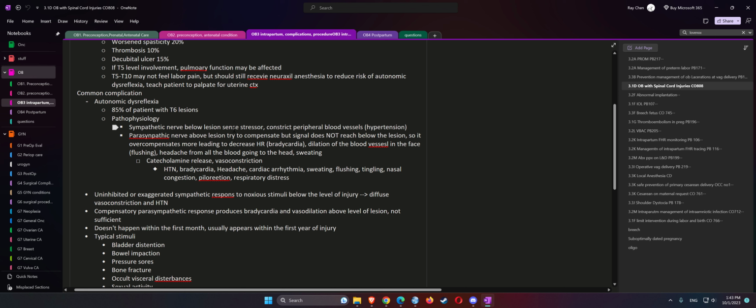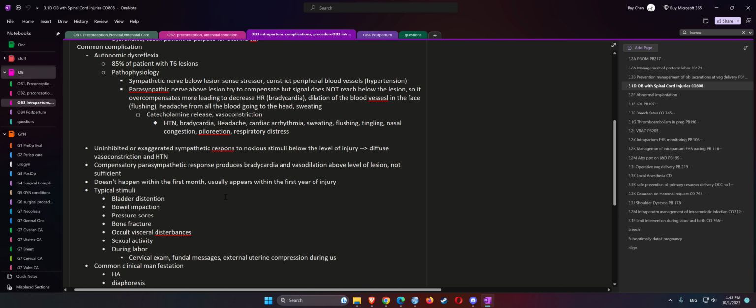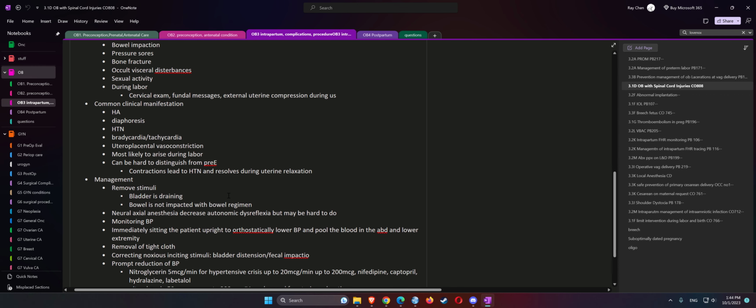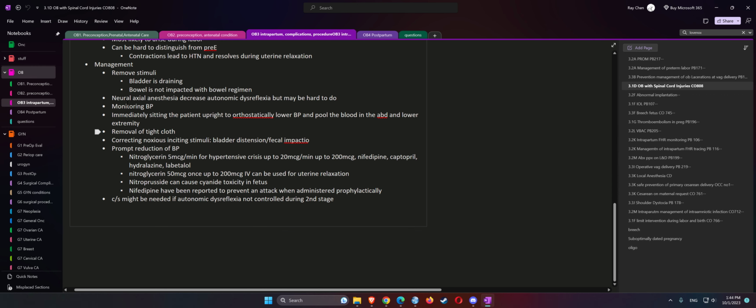The reflex is absent. The one that Hannah was talking about, the compensatory mechanism, does not go down to the lower extremities past the T6 lesions. But apparently they can still have a vaginal delivery.